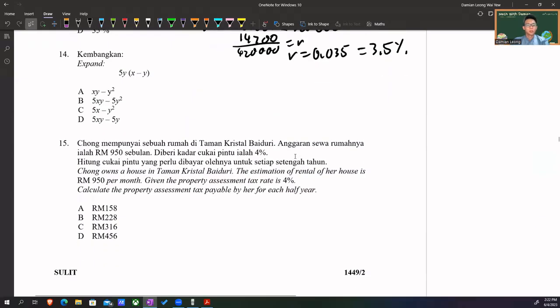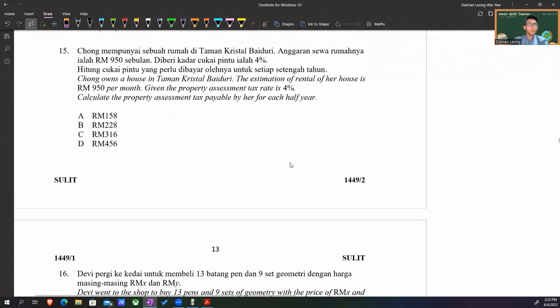Okay. Question 14. Expand this. 5y bracket x minus y, just times in each of the terms. 5y times x, 5xy, minus 5y times y, 5y squared. So it is just B. Okay. Then question 15.